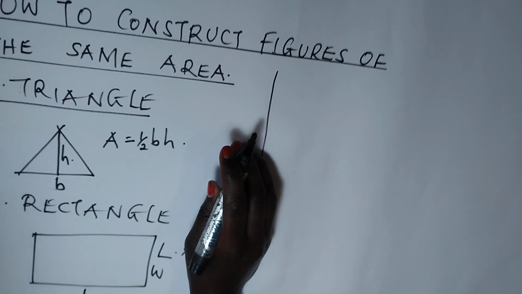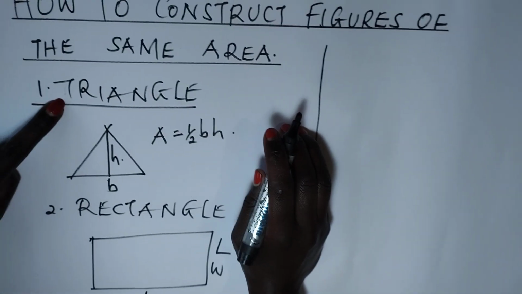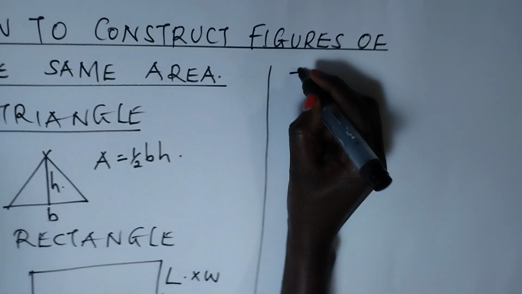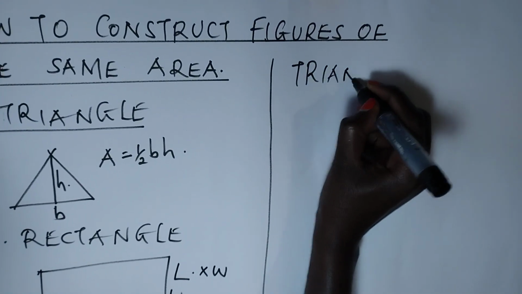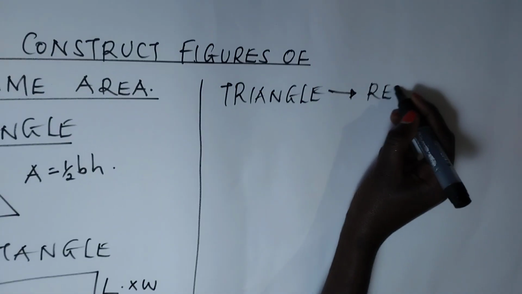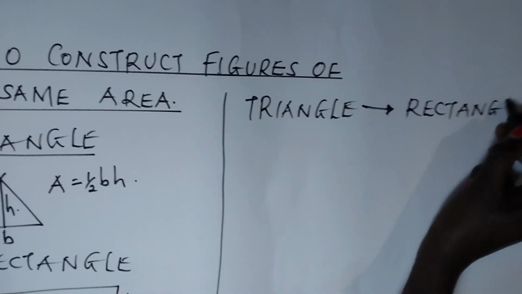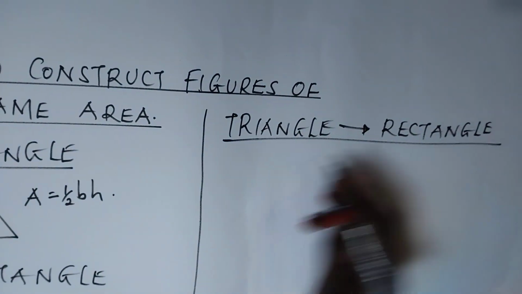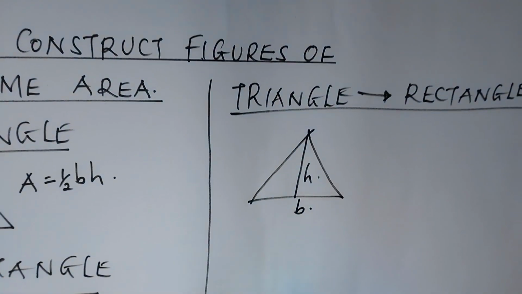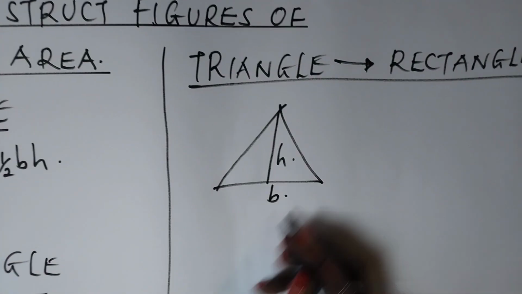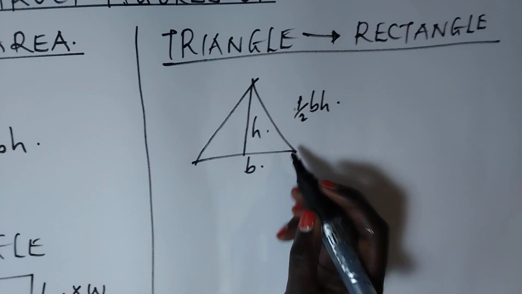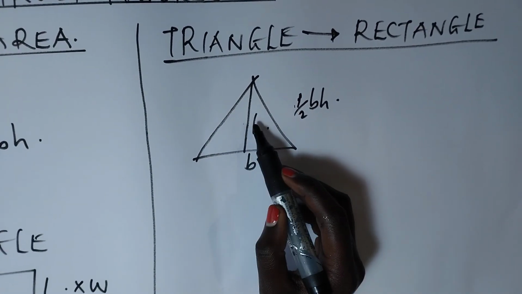Now, for us to construct, sometimes you can be given a triangle and be asked to draw a rectangle of the same area as the triangle. So we are going to begin from triangle to rectangle. So you have this as your triangle. This is our height, this is our base. And remember we said that the area is half base times height. Now we've been asked to construct a rectangle of the same area as this triangle.